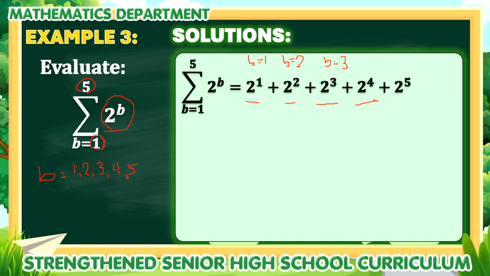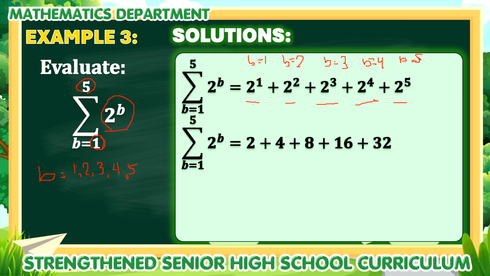For our fourth term, this is for b equals 4. And for our last term, this is for b equals 5. So notice that we only ended evaluating our given expression at b equals 5, since our upper limit in the given summation notation is until 5 only. Then after that, we just have to simplify this.